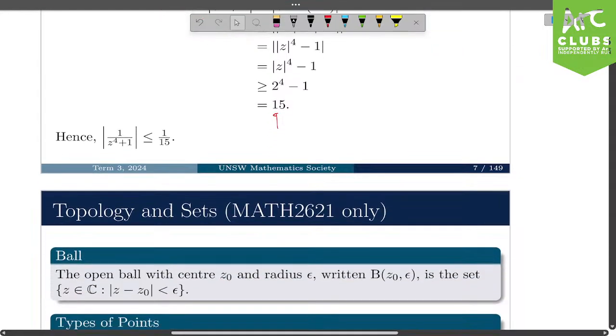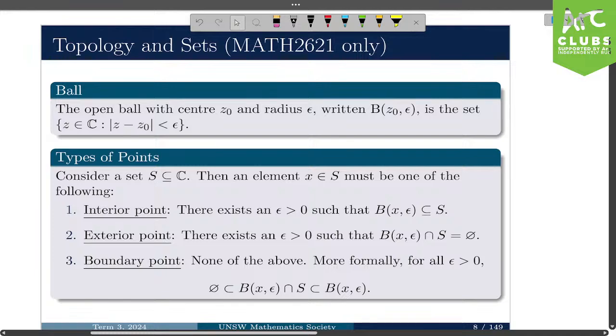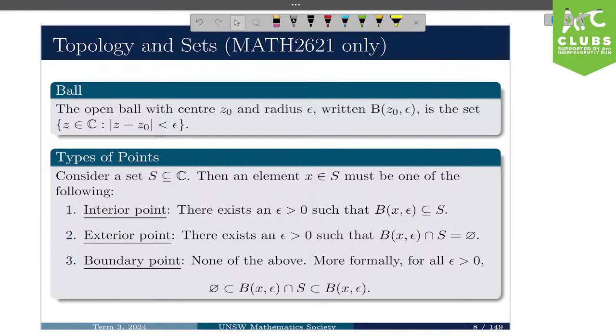All right. So this is where the definitions part of complex analysis comes in. The first thing we defined in the lecture was what a ball is. A ball is just a circle with everything inside. When we write B(z0, epsilon), we mean that the center is z0, and this distance, this radius, is our epsilon.